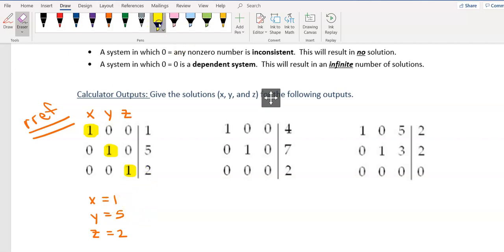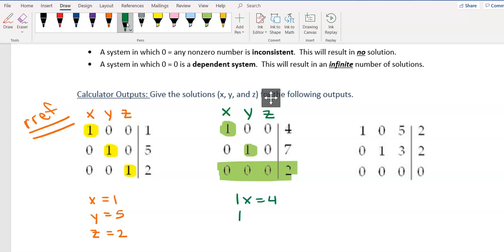In the next example, here to our right, we have a 1 for our x, a 1 for our y, but something weird is happening in this last section here. This is telling me that 0z is equal to 2. So we have our x, our y, and our z. So it's saying that 1x is equal to 4, 1y is equal to 7, but it's telling me that 0z's are equal to 2. Well, we know that 0 times z is equal to 0 or nothing.